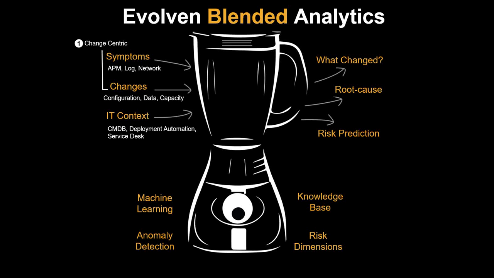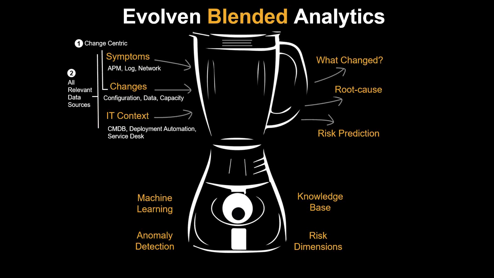So at the core of this is a very change-centric approach. Evolvin is focused on picking up configuration changes and changes to data and capacity and some of these other things. So that is the core of what Evolvin is providing in its product. However, there's a lot of good data that you're already capturing from other sources.